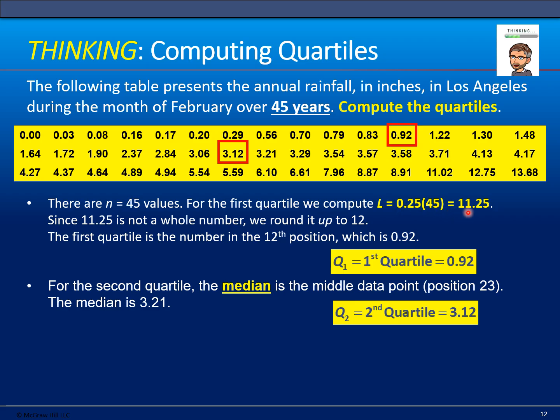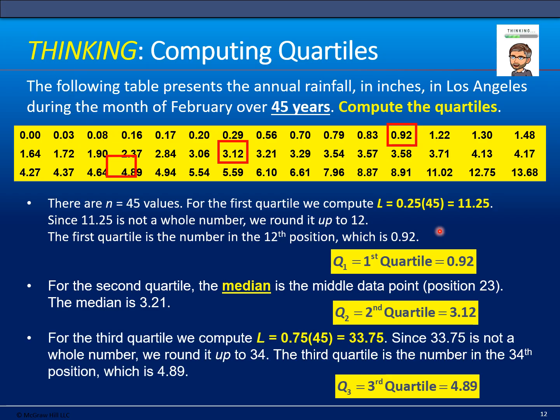Here we get 11.25. It is not a whole number, so we round up to 12, and then we go to the position, the 12th data point, which in this case is 0.92. For the third quartile, we're going to use the formula L equals 0.75 times 45, and we get 33.75. Again, it's not a whole number, so we round up to 34, and we go to the 34th position, and the data in that position is 4.89.